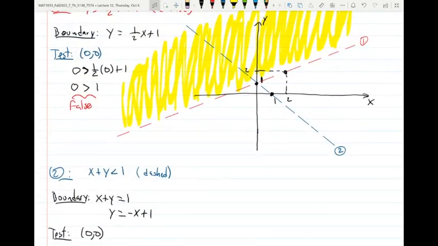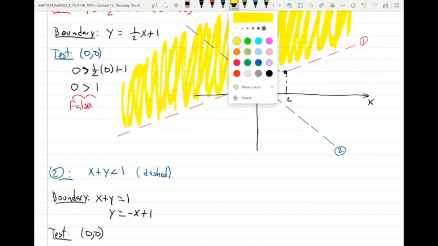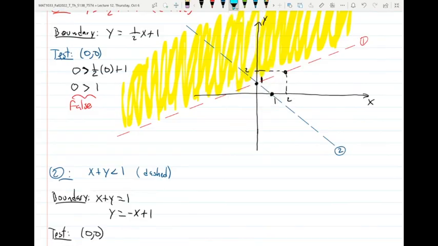So, all right. So 0, 0 is here, so that means we should be shading under the blue line. Okay? I'm going to change colors. In your case, you do a very, very light shading. And then, since you're using the same color, use a different pattern.